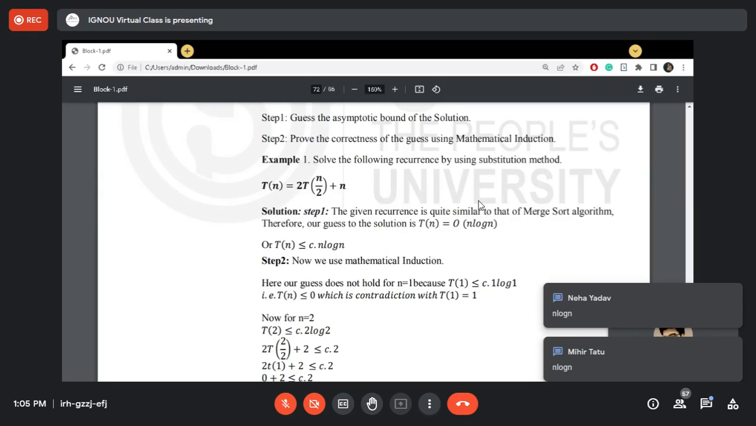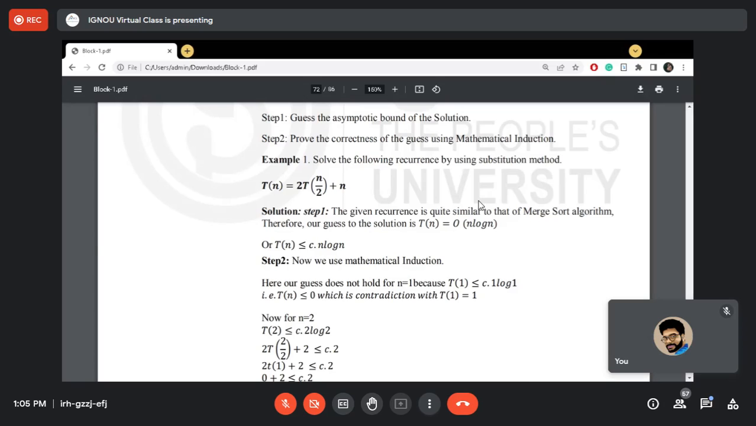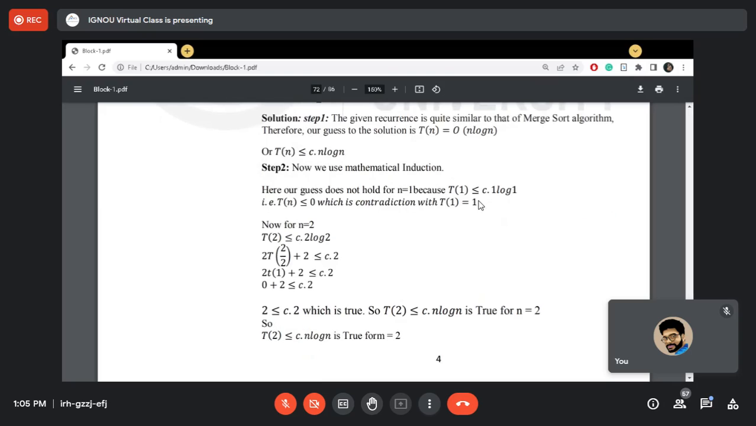N log n, yes, absolutely right. So we assume here this is a merge sort algorithm recurrence, and we assume that our solution is big O of n log n. If we are talking about any function, because we are using big O notation here, big O's function is f(n) is less than or equal to c g(n). So f(n) value is T(n) here and g(n) value is this n log n here.